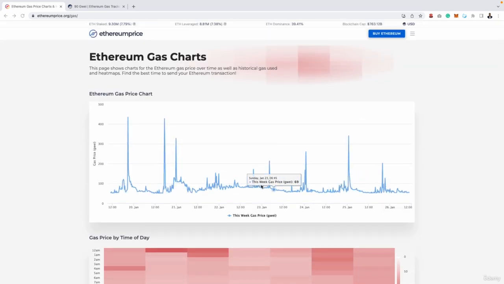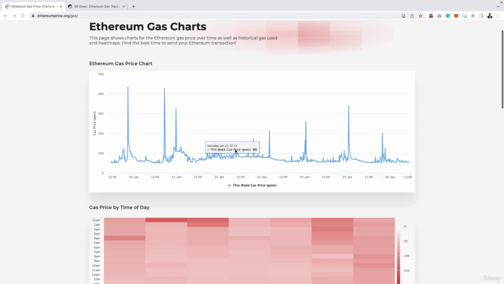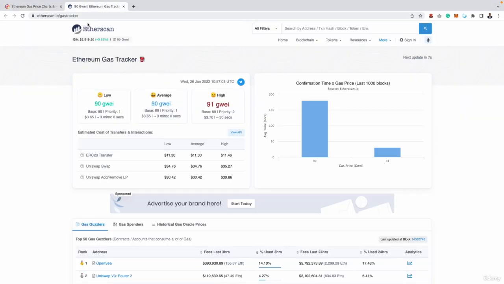If you don't care about any of this historic trend and you're not really interested in seeing how much gas cost 2 days ago, 3 days ago, then you can use this other website, which is also really good. It's called etherscan.io/gastracker. Once again, I will include a link to this in the resources. And what this does is it will give you an average price of how much gas costs based on all the transactions currently going through Ethereum's blockchain. We get a low figure, an average figure, and a high figure.